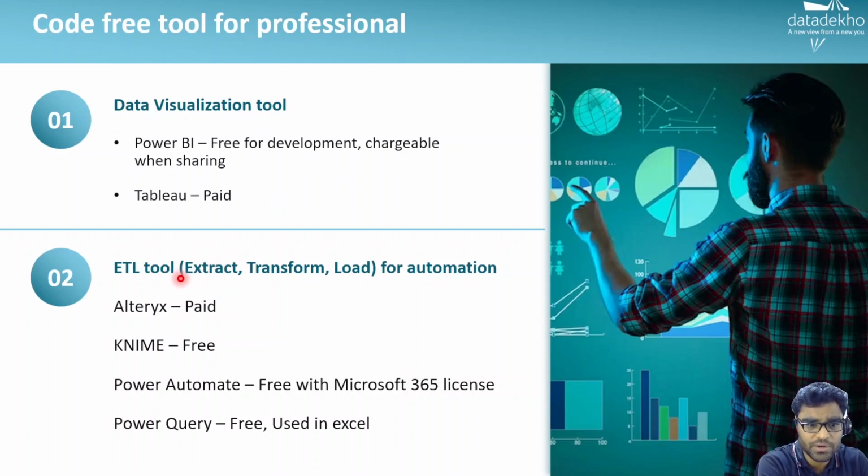Second one is the ETL tool. ETL tools for automation: Alteryx and KNIME are pretty much the same, though obviously there is a little bit of difference. Alteryx is paid, around 5000 USD per annum. KNIME is free, it's open source. Third one is Power Automate, which is free with a Microsoft 365 license. Fourth one is Power Query.